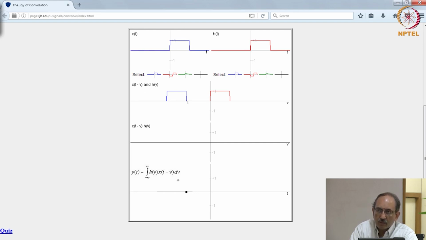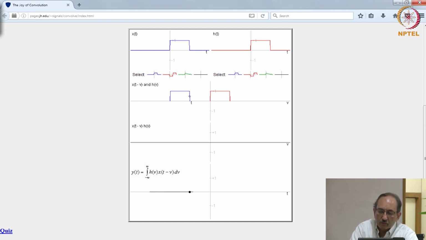The last panel is going to show the area under the product, and if you look at this dot here, that is aligned to this T. Therefore, when you move to the left or to the right, this dot in the bottommost panel, which is going to give you the result of the convolution, will always be tied to this reference point.